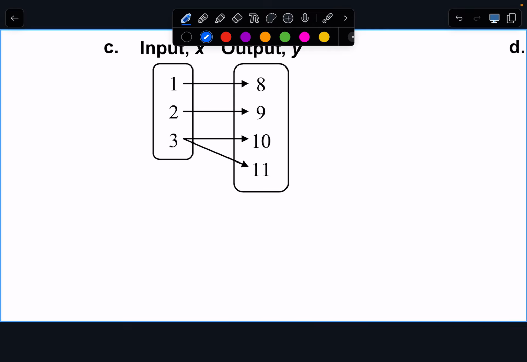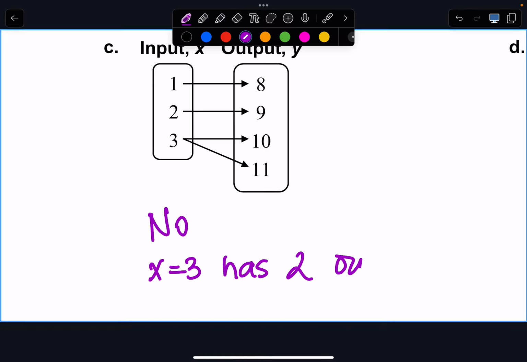All right, Jonah is really excited about something. Jonah, tell me what you talked about. That I understood it. Okay, is it a function? No. Why? Because it goes to like 10 and 11. So x equals 3 has 2 outputs.